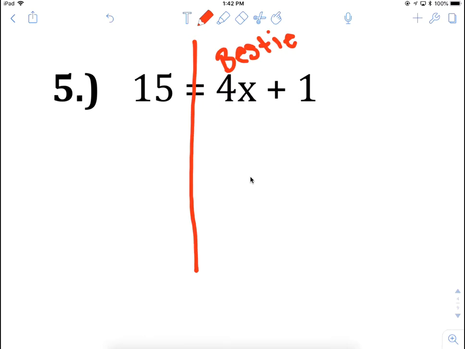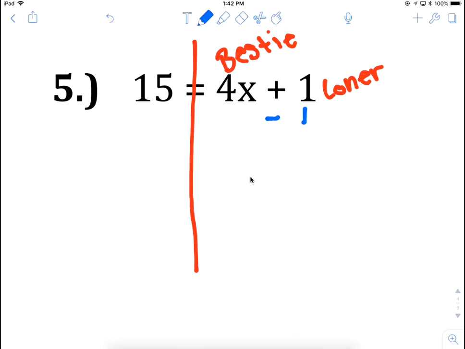No. You're going to kick this loner guy. You're going to kick him out first. Okay? So if we think about it that way, who would I kick out of the party first? I'd kick out the 1. So how do I cancel out plus 1? I'm going to cancel that with a minus 1.